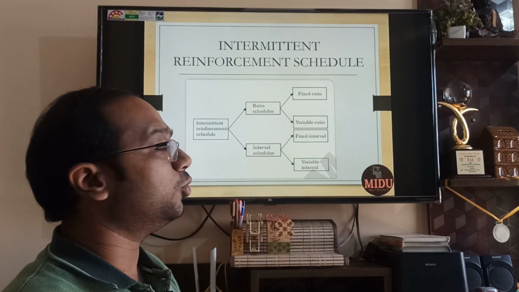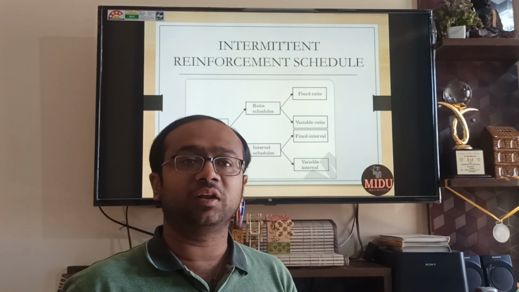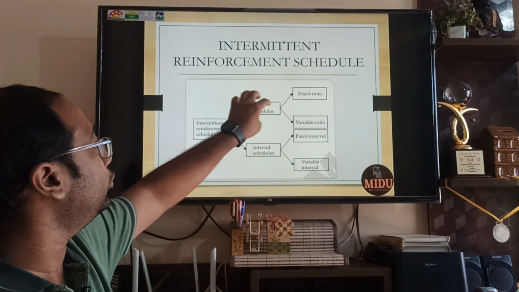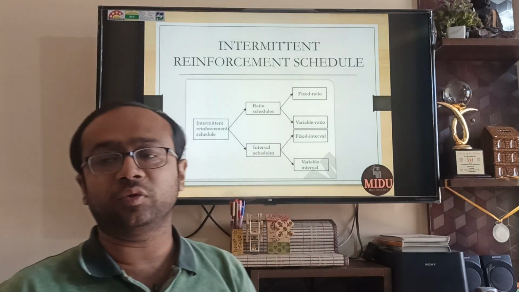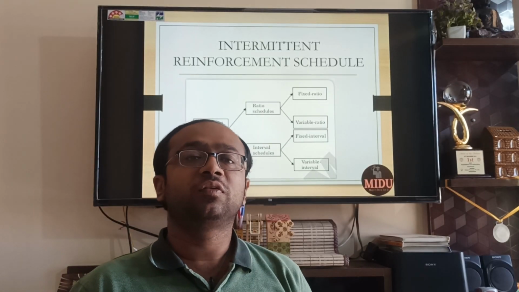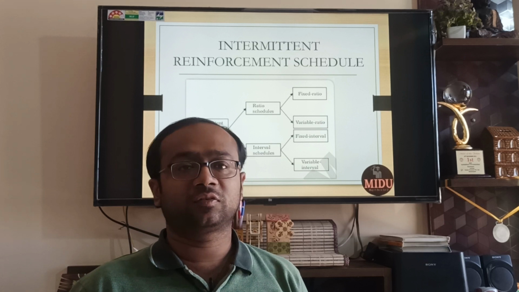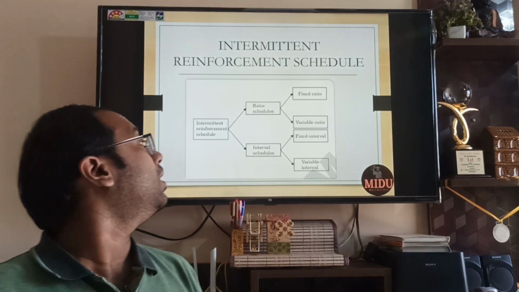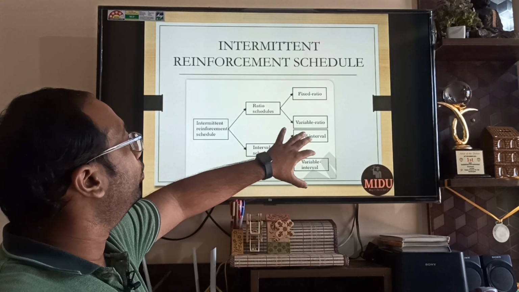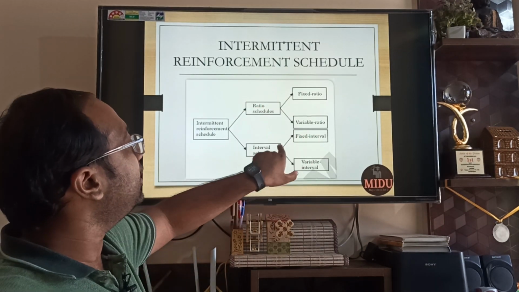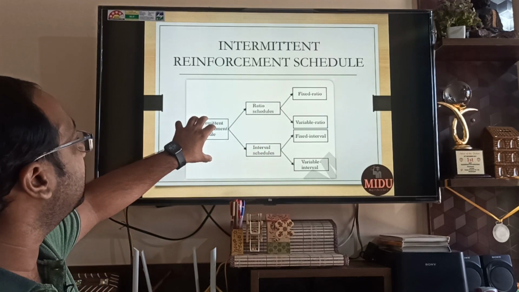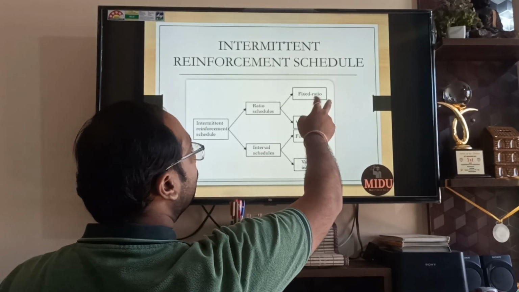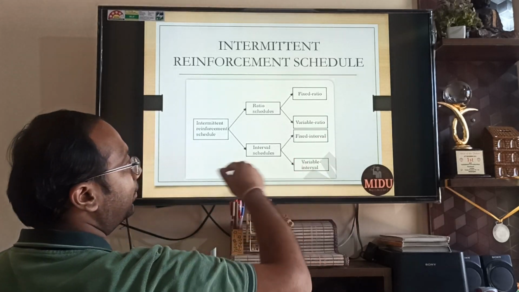Second is interval schedule. Interval means after some fixed interval, fixed or variable, but after some time period. Here it is related to that percentage relation, here it is related to that time period relation. So 6 months, 3 months, quarterly, fortnightly, in 15 days, monthly, every month. Now this further can be divided into two parts. Ratio can be fixed variable, interval can be fixed variable. So basically our intermittent reinforcement comes into four categories: fixed ratio, variable ratio, fixed interval, variable interval.